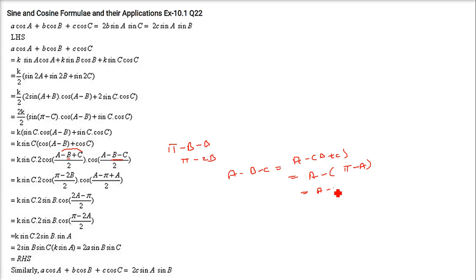So this can be written as a minus pi plus a. So you get a 2a minus pi here, and you already have a 2 here. So this will be cos, this will be cos pi by 2 minus 2b by 2. So what do you get? Sine 2b by 2. 2b by 2 is b only. So for this you get a sine b.